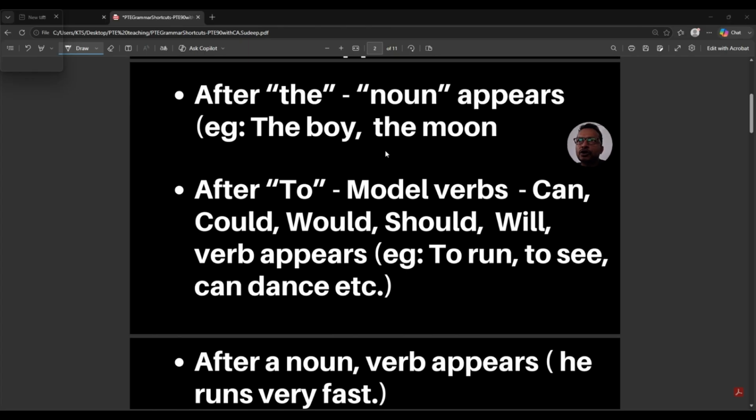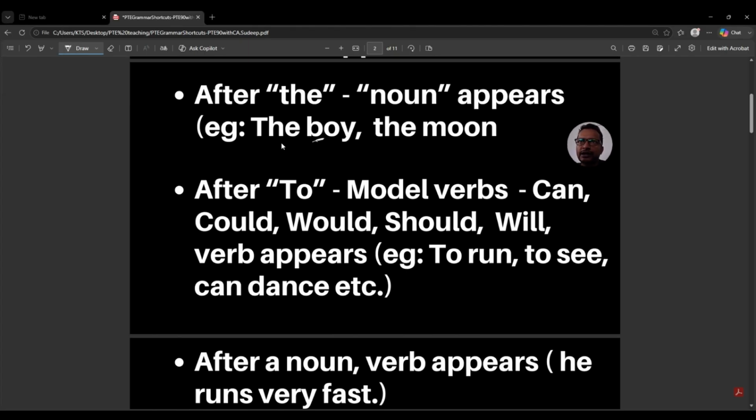Like after the, a noun will appear. For example, the boy, right? So after the, a noun will come. So the, and then boy. The is an article, right? Definite article. So after the boy, the moon. So after the, if there is a blank, then your eye should go only to that option which is a noun.